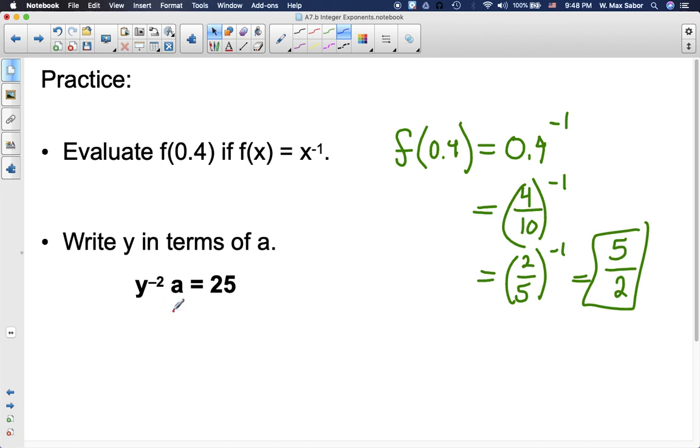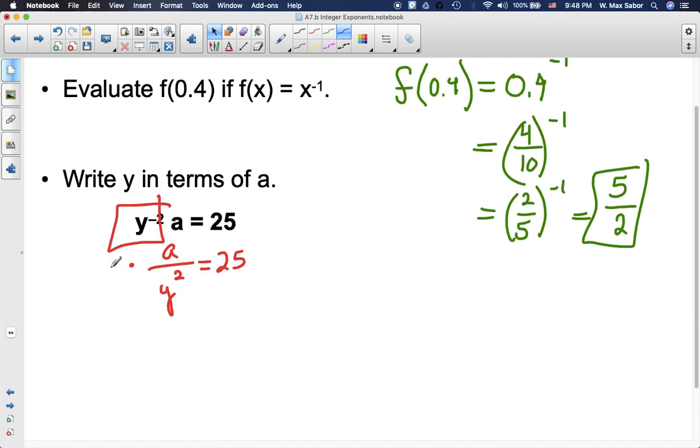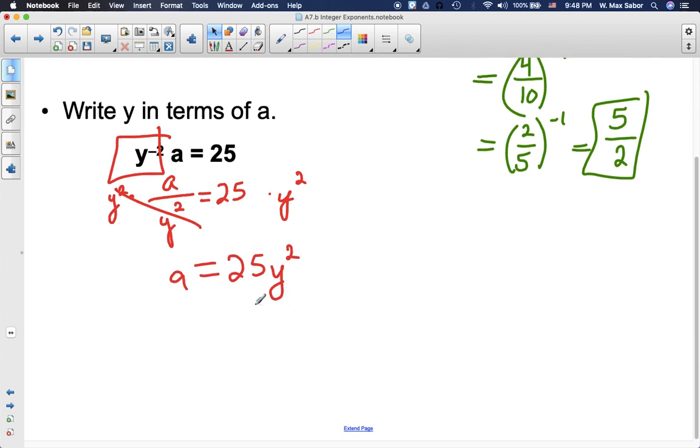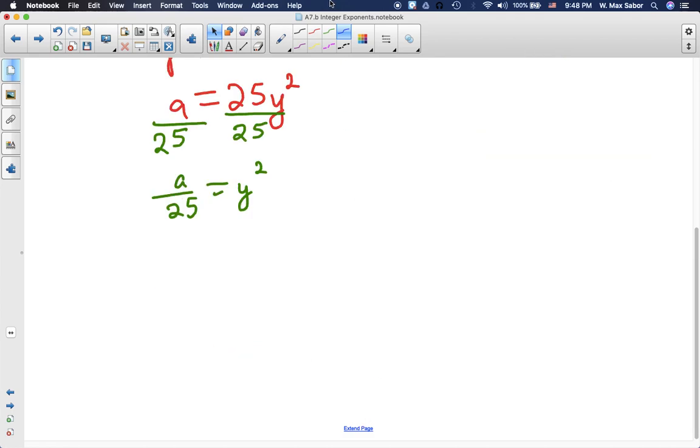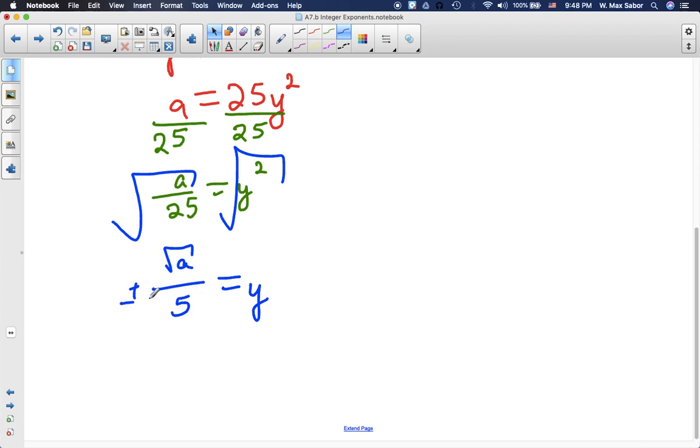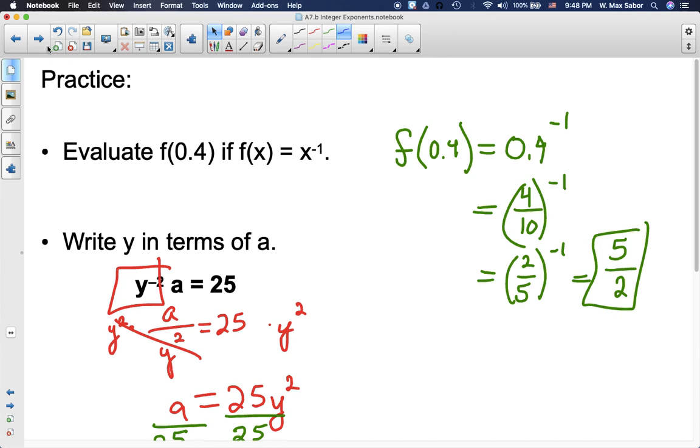Write y in terms of a. So this is a over y squared equals 25. That's what the negative exponent does. It tells us to put it in the denominator. We're trying to get y by itself, so I'll multiply by y squared on both sides. A equals 25y squared. We want to divide by 25 to get y by itself. A over 25 equals y squared. When we take the square root of both sides, we get y equals square root of a over 5. If you want to be picky, you'll say plus or minus square root of a over 5, but I wouldn't worry about that right now.